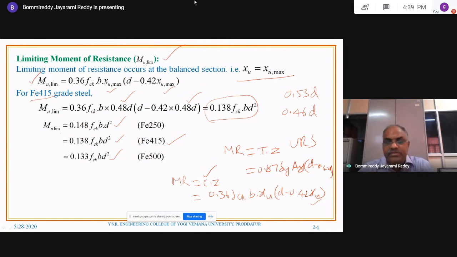Sometimes if you forget this, don't worry about it. Mu,lim always follows this equation, and in that equation you substitute the xu value by xu,max, and you will get the corresponding value.